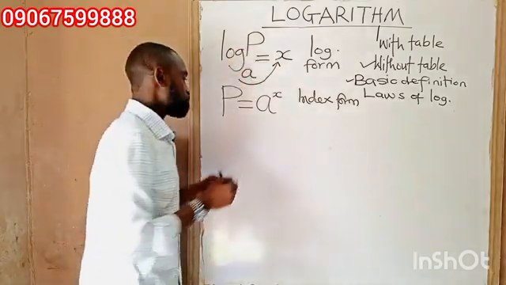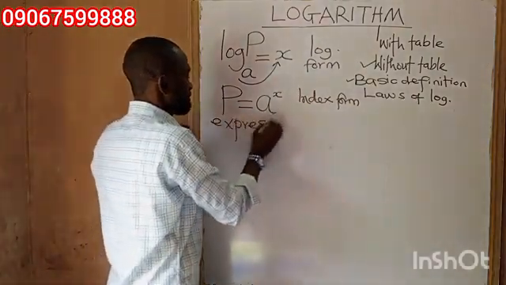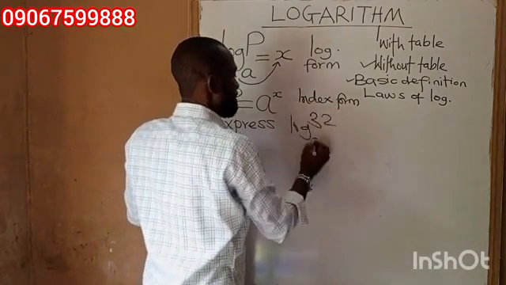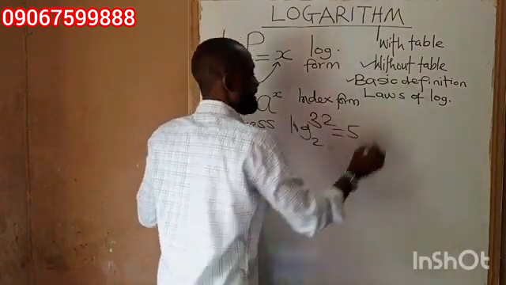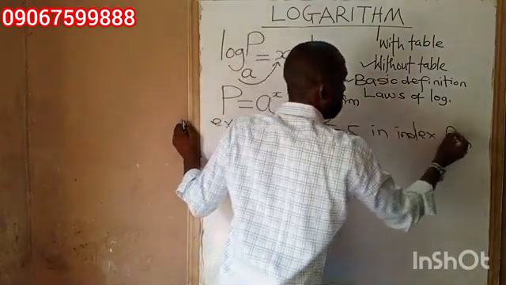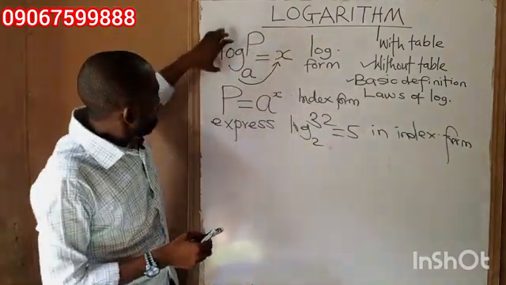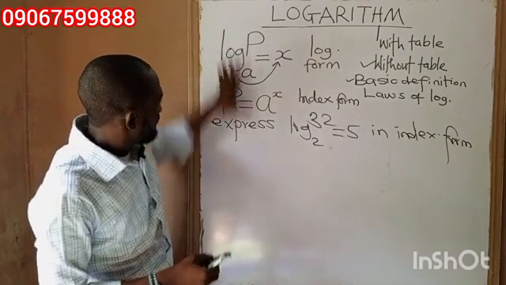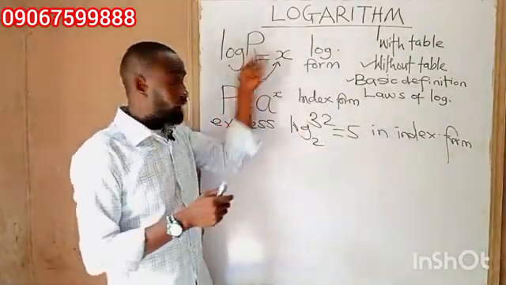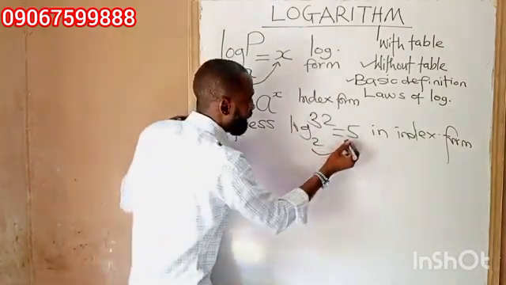For example, look at this. If I ask to express log of 32 base 2 equals 5 in index form, what are you going to do, class? I will apply the explanation here to solve this question. It means 32 must stand alone based on what I have here. So for 32 to stand alone, these two will raise this 5 up.